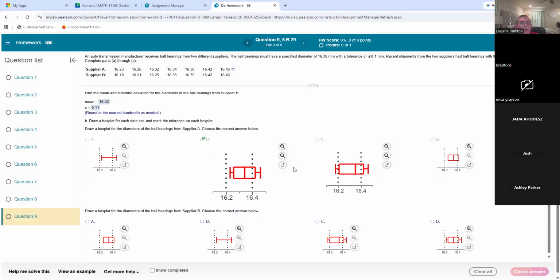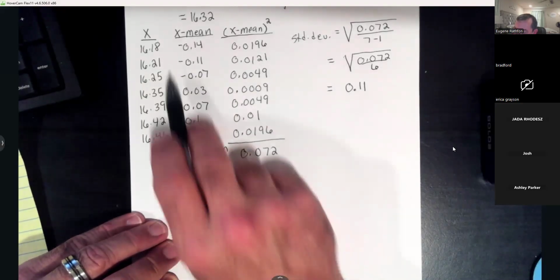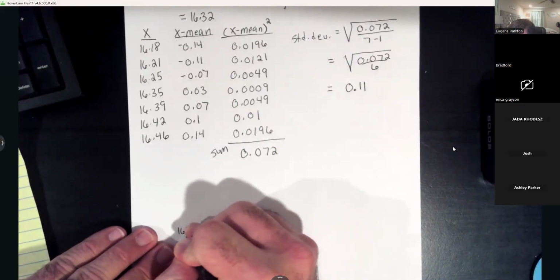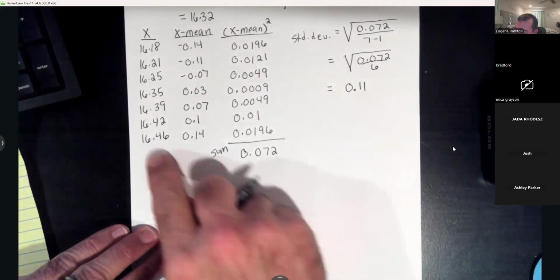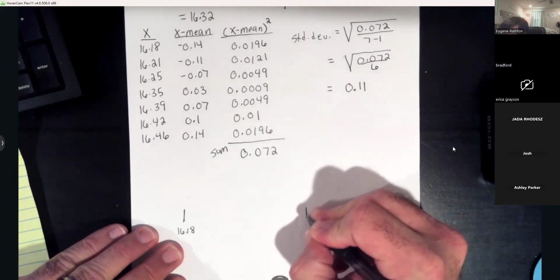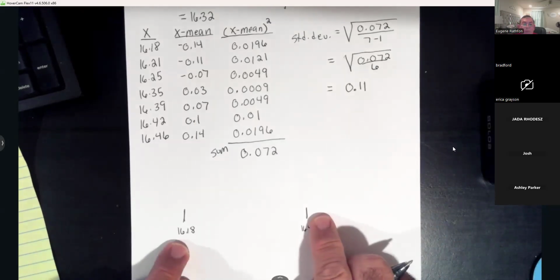Now guess what? We get to do that again for, well, that was A. Now we get to do it for supplier B. So let's go back to the pad. So first, my low value for this data was 16.18. So that's going to be my first whisker. My high value was 16.46. So that'll be my right whisker.